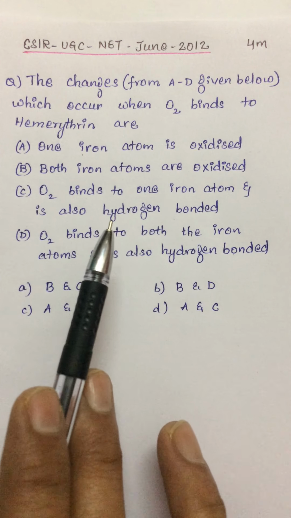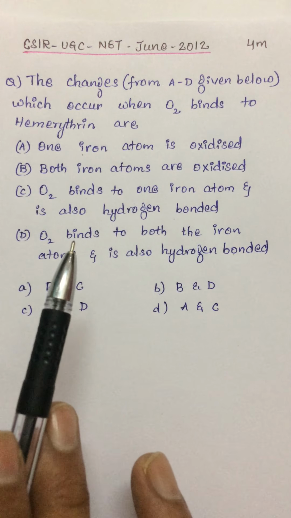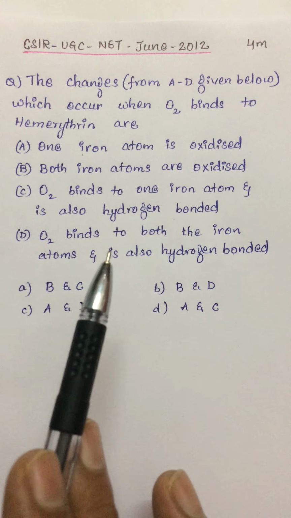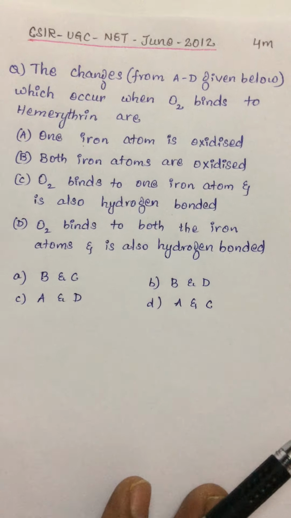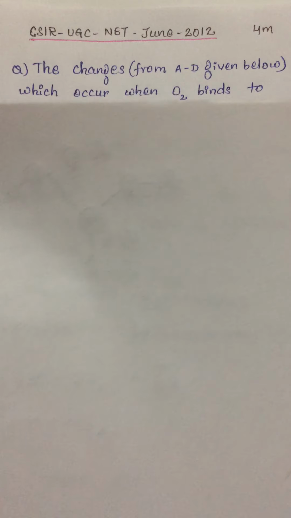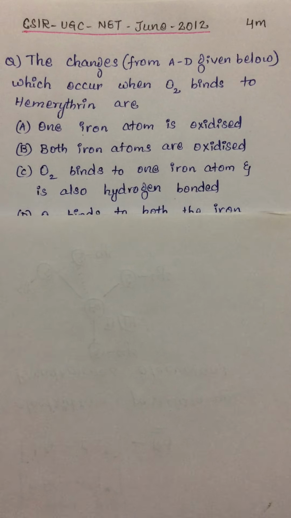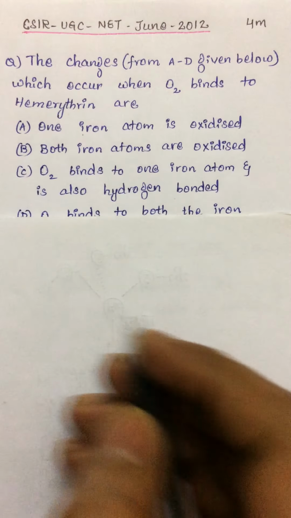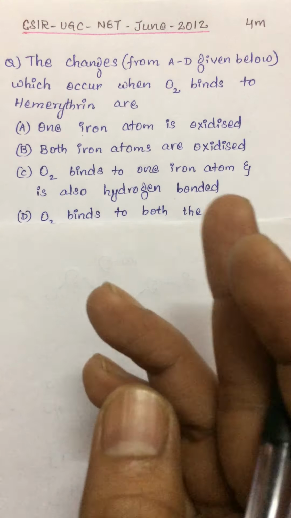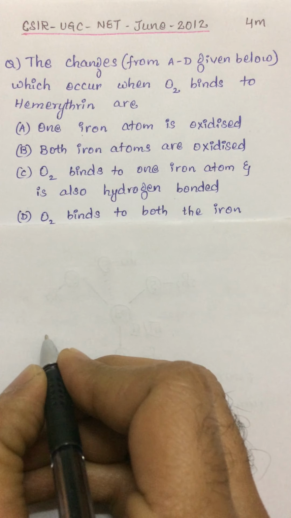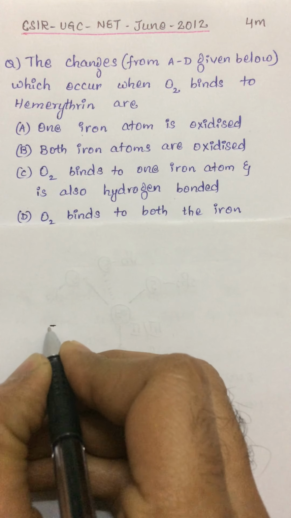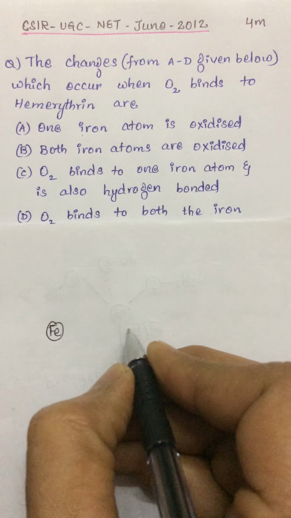This is an understanding question, where we need to know the structure of the deoxy as well as oxyhemerythrin. So let us discuss the structure. Hemerythrin, as we are aware, is a bimetallic iron center. It is a non-heme iron protein. So let me start with two irons.